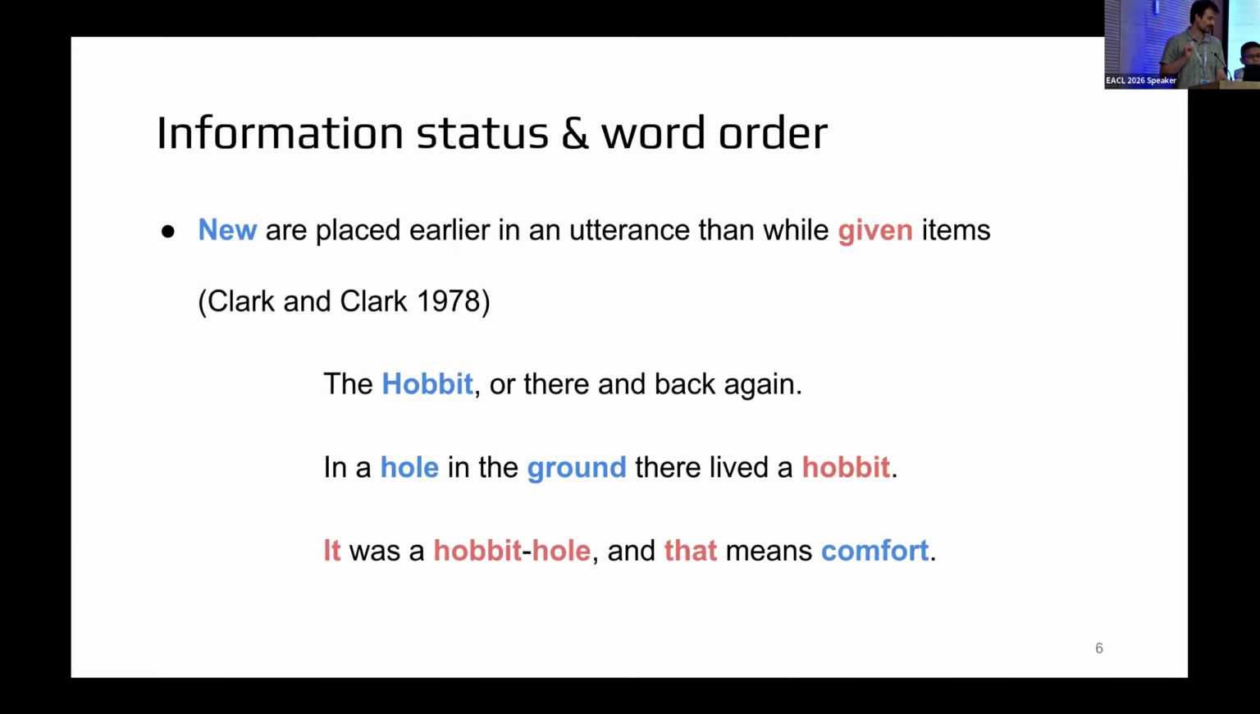But then, of course, because language is variable and there are stylistic options that you have, in the next sentence the given items are actually in the front, and then the new item is introduced at the very end. And I'm going to ask, okay, why is that? Why is there this variability?